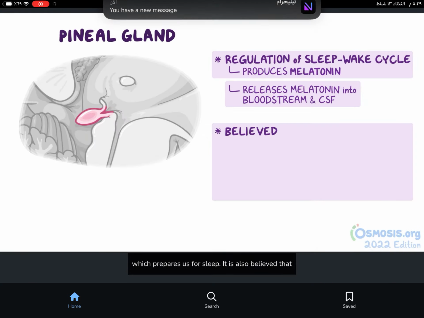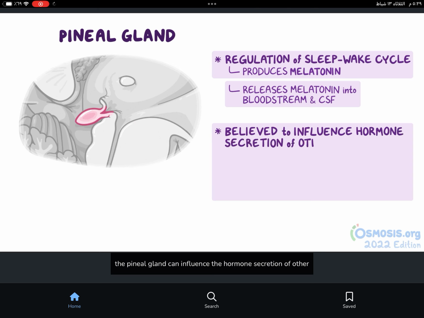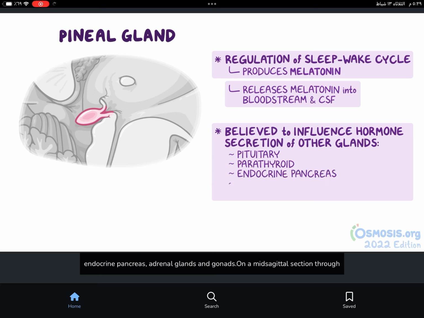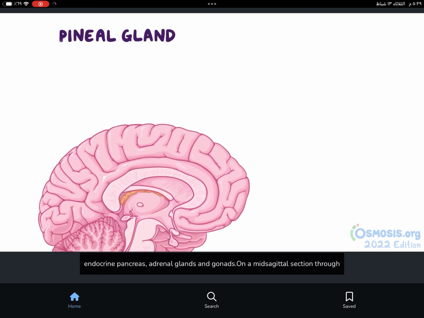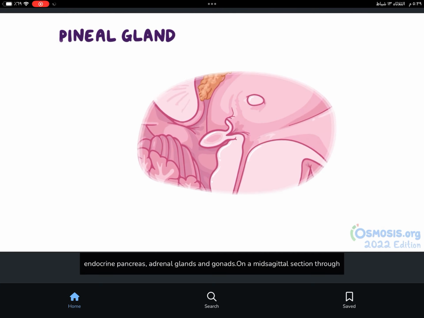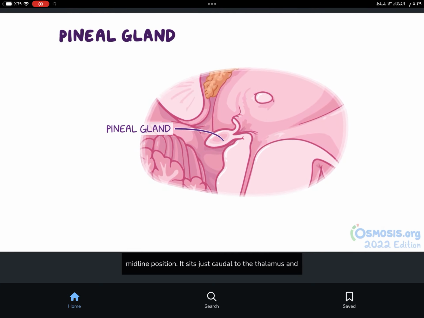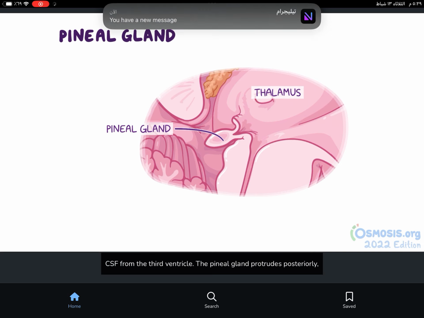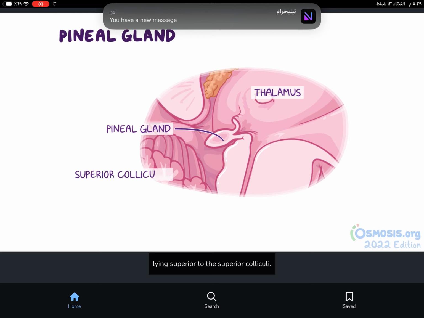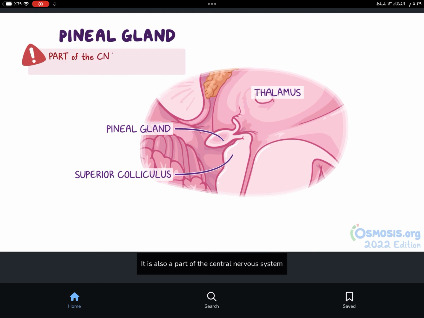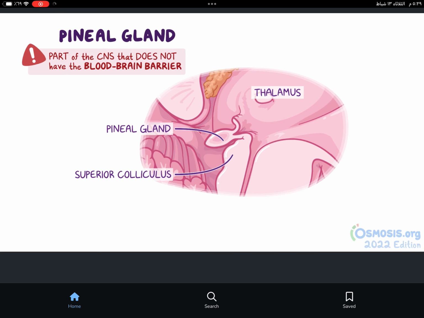It is also believed that the pineal gland can influence the hormone secretion of other endocrine glands, like the pituitary, parathyroid, endocrine pancreas, adrenal glands, and gonads. On a mid-sagittal section through the brain, the pineal gland has a central, midline position. It sits just caudal to the thalamus and is attached to it by a hollow stalk filled with CSF from the third ventricle. The pineal gland protrudes posteriorly, lying superior to the superior colliculi. It is also a part of the central nervous system that doesn't have the blood-brain barrier.